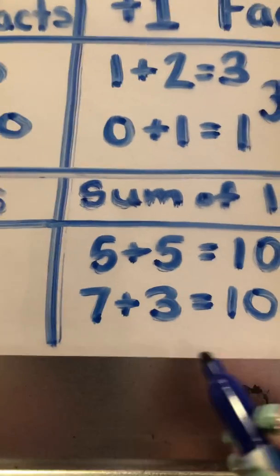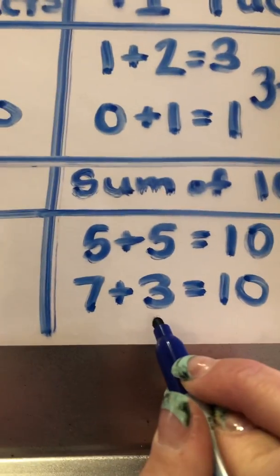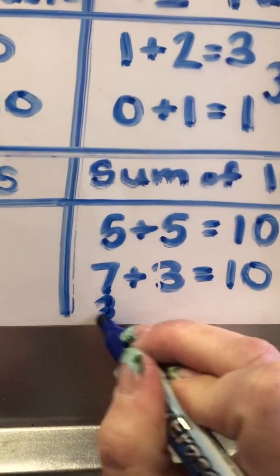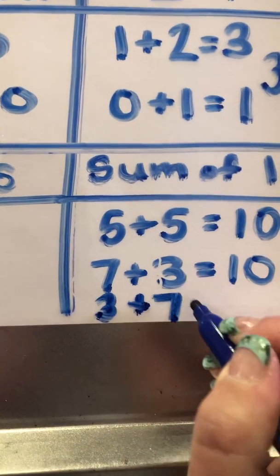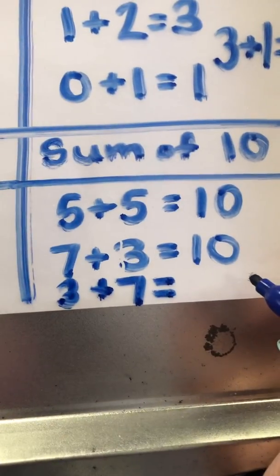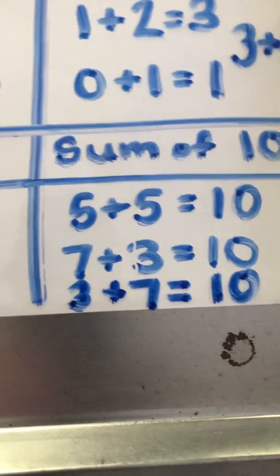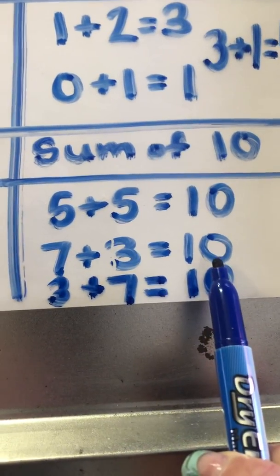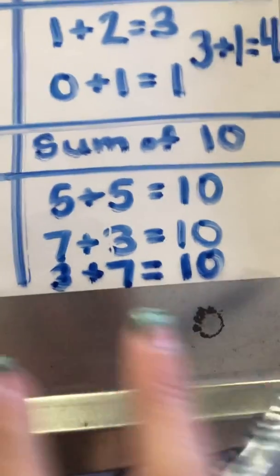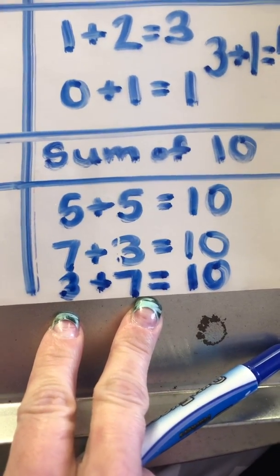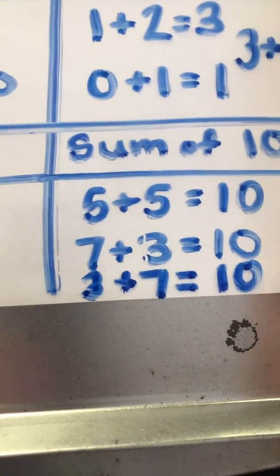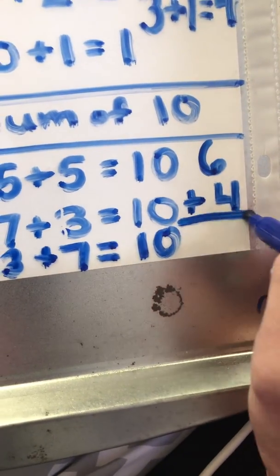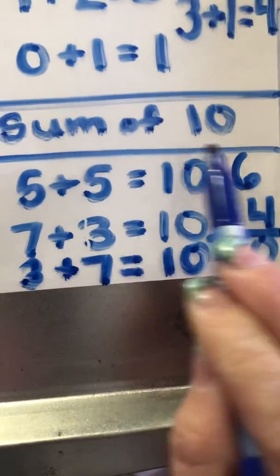And here's another math fact, a turnaround fact. If I turned around the 3 and the 7, if I flip-flopped them to make 3 plus 7, what do you think the sum is going to be? Right, 10. If 7 plus 3 has a sum of 10, then the turnaround, when you flip-flop, is going to be the same. 3 plus 7 is also going to be 10. Just like 6 plus 4 is what, everyone? 10, right? Another sum of 10 fact.